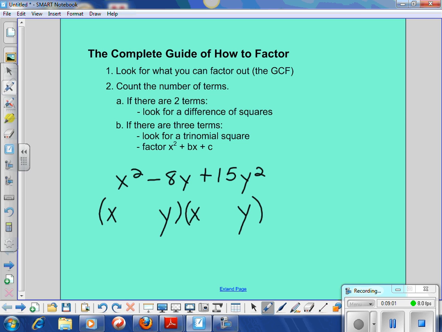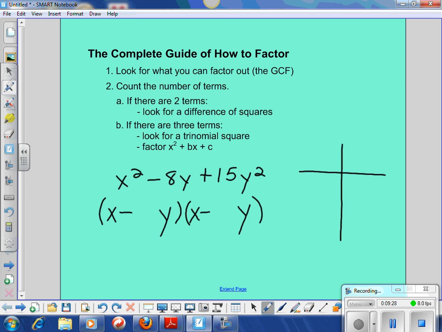Now look at your signs. You have a negative and a positive. The only way that you can add two numbers together to get a negative and multiply two numbers to get a positive would be if they were both negative. Because if you're adding a negative plus a negative, it will obviously give you a negative. And if you multiply a negative times a negative, it's going to give you a positive number.